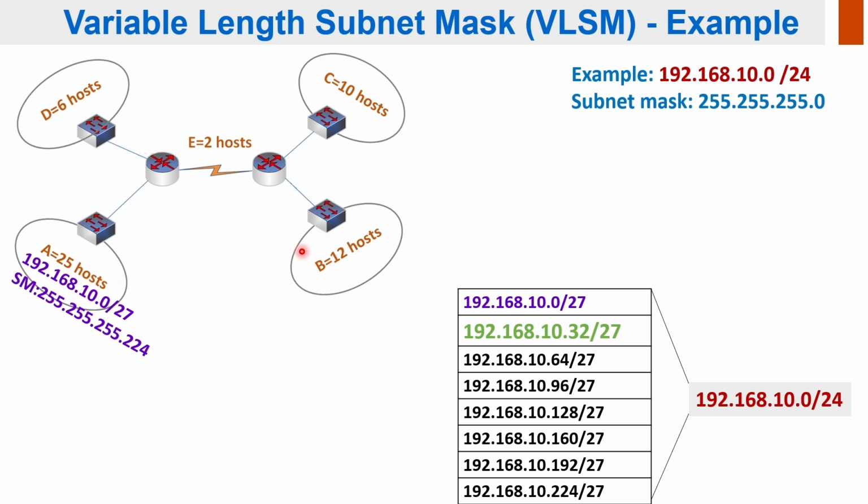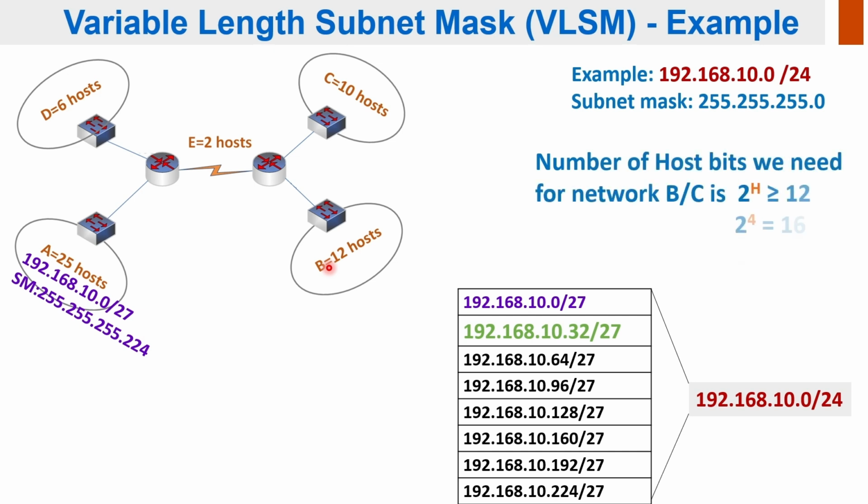enterprise network, which is 12 hosts, the network B. So for network B we need host bits h such that 2 to the power h is greater than or equal to 12. So 2 to the power 4 is 16, 2 to the power 3 is 8, so 3 bits is not possible, we need 4 bits. With 4 bits, we can actually allocate both network C and network B. That means the number of host bits is 4.